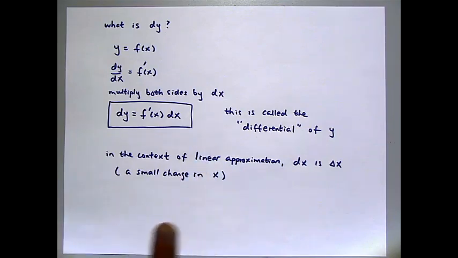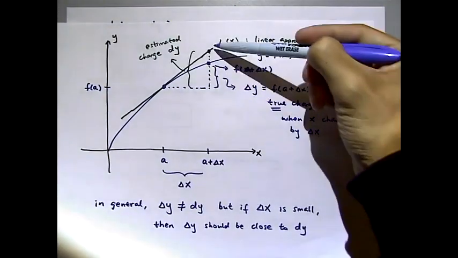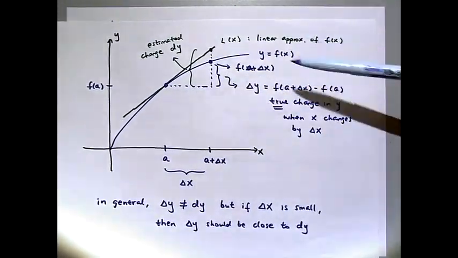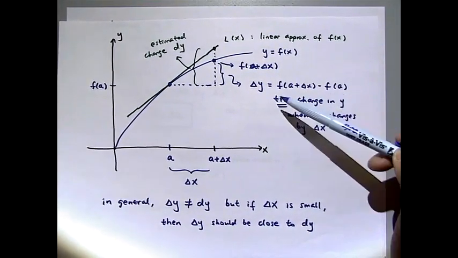So this equation right here will give you the estimated change, the change you would get when you follow the tangent line. Delta y is the true change that you get when you follow the curve itself. Okay, so that's our differential. And just by knowing the derivative and the change in x, we can find the estimated change. To find the true change, we have to do this, which may or may not be easy to do depending on what f looks like.